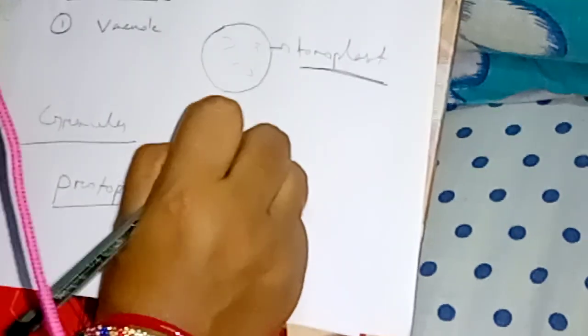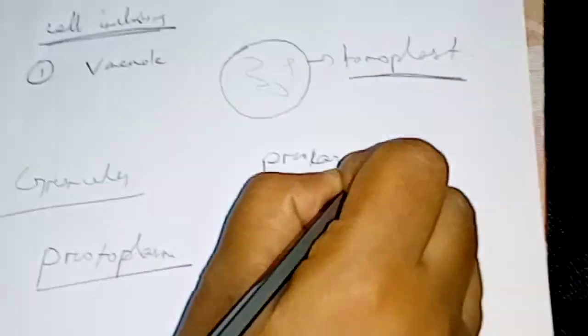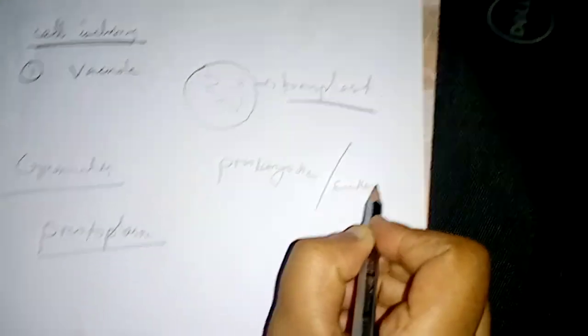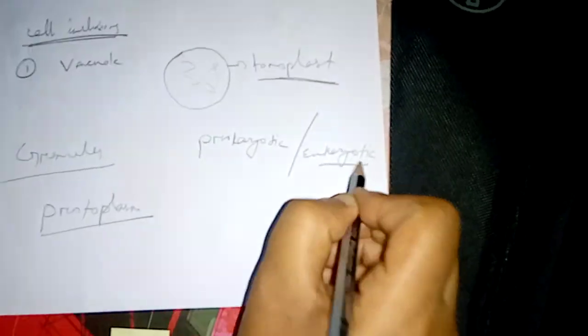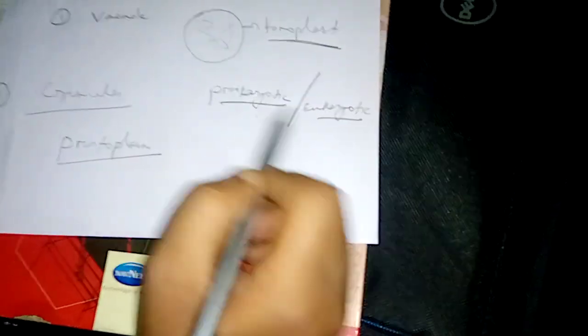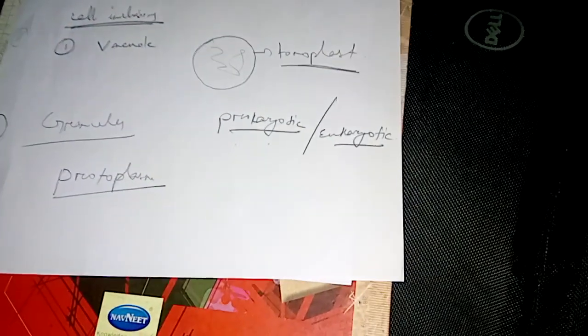Okay children, now you have the last topic, that is prokaryotic cell and eukaryotic cell. Prokaryotic is the primitive cell, and eukaryotic is the more advanced cell. Children, please go through the differences. This is a very important question.